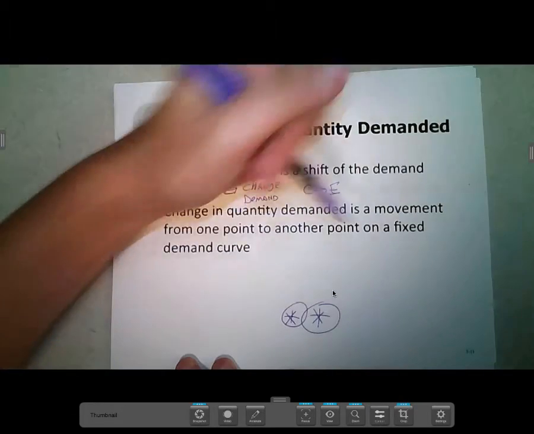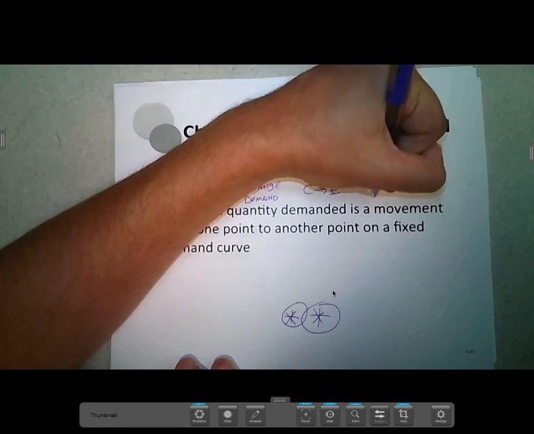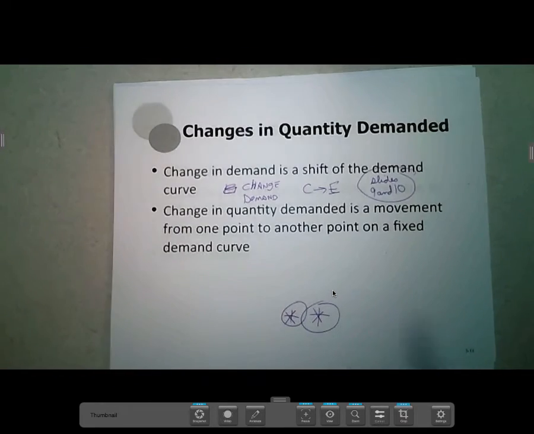To do that, that would mean I'm looking at something that's on slides 9 and 10, the previous slide and the slide before that. One of those kinds of things is going on. I'm changing my income. I'm changing the price of a substitute good. Something other than the price itself is changing.